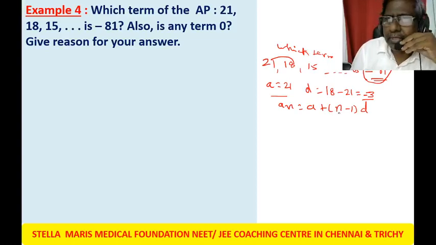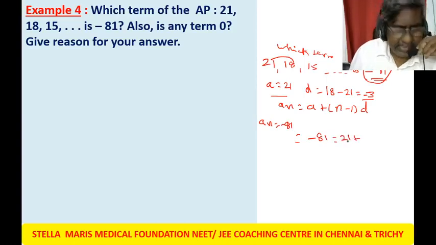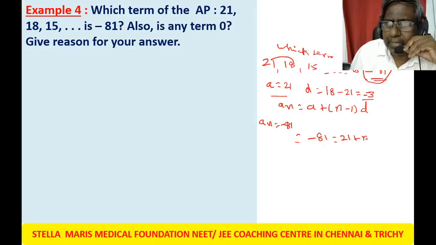See here, AN only they have given. They are asking AN is equal to minus 81. You know A, so let us substitute here. It will be like this: minus 81 is equal to A is 21 plus N minus 1 into minus 3.